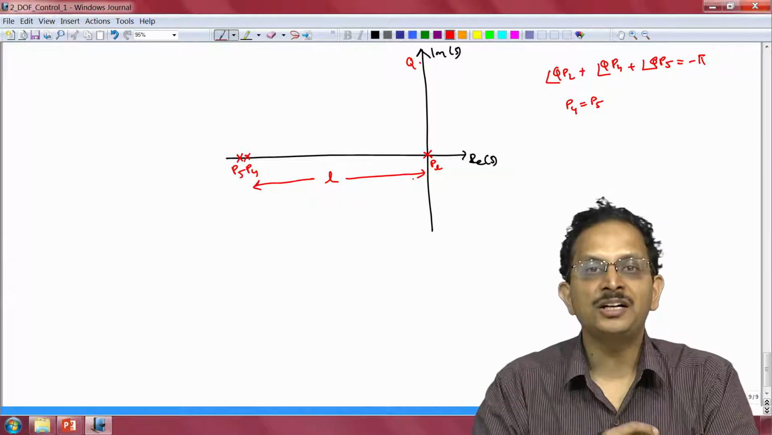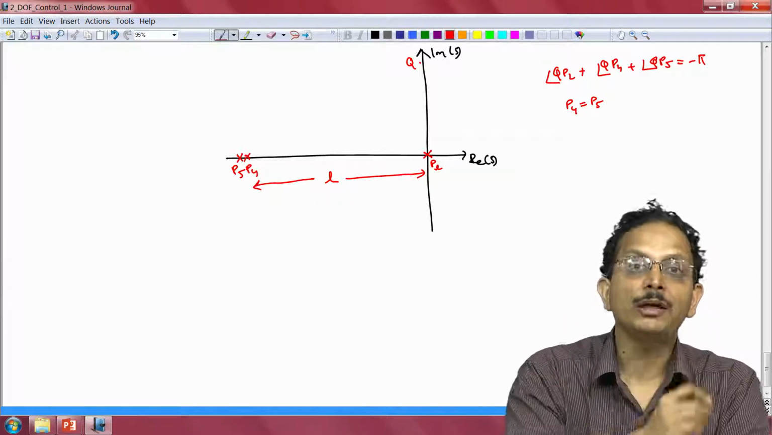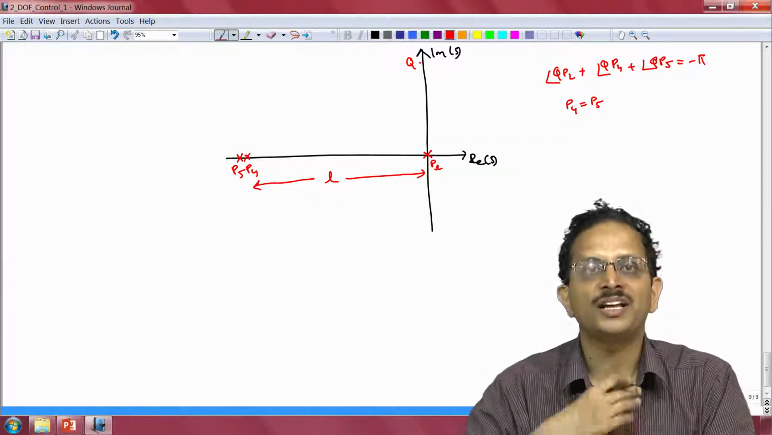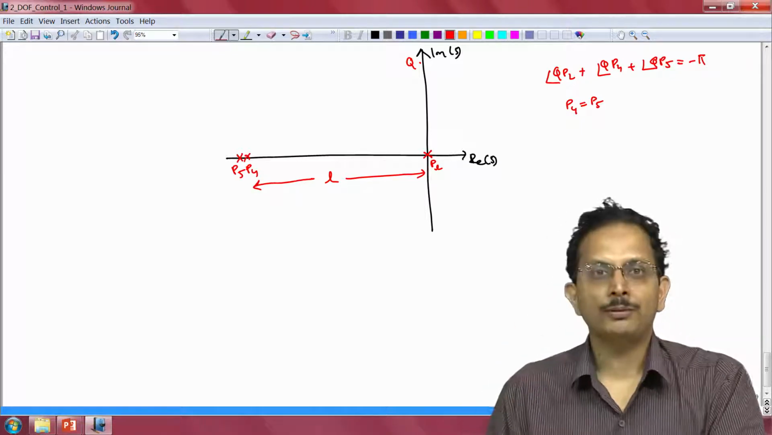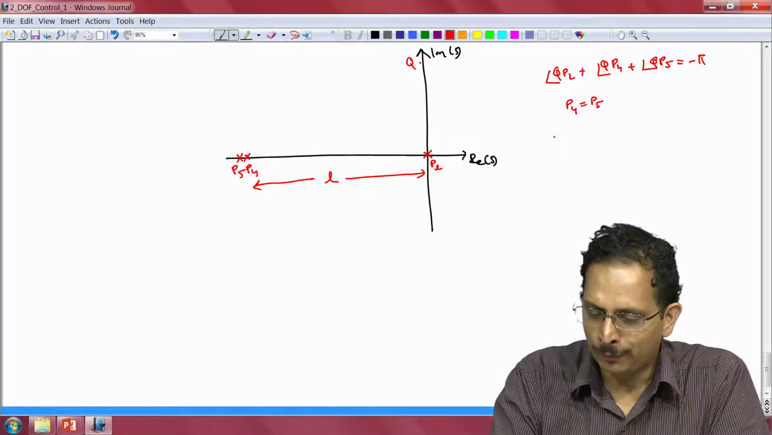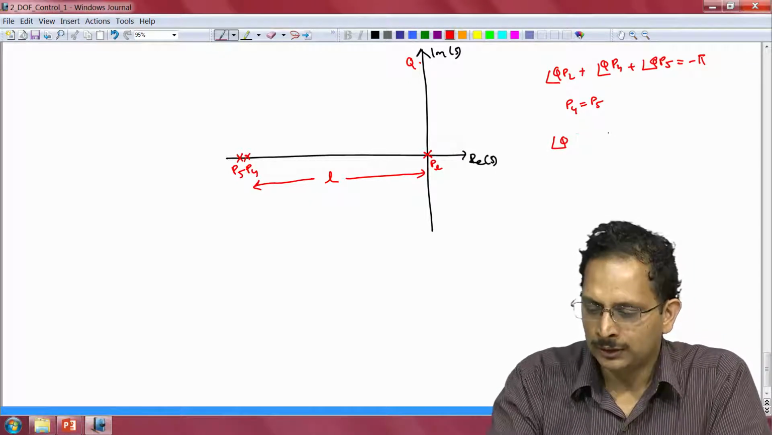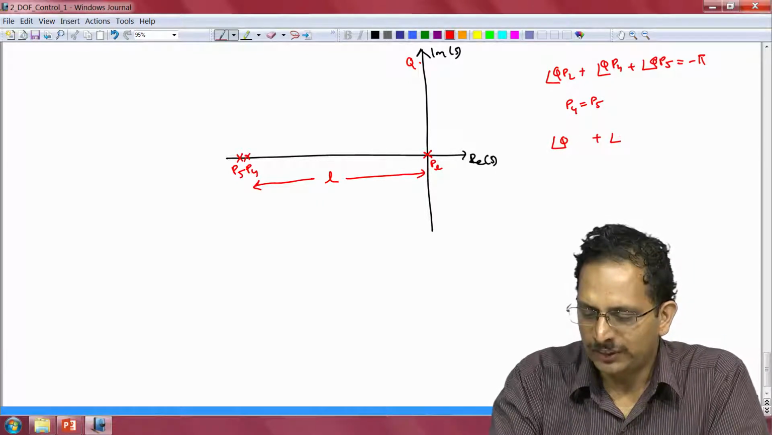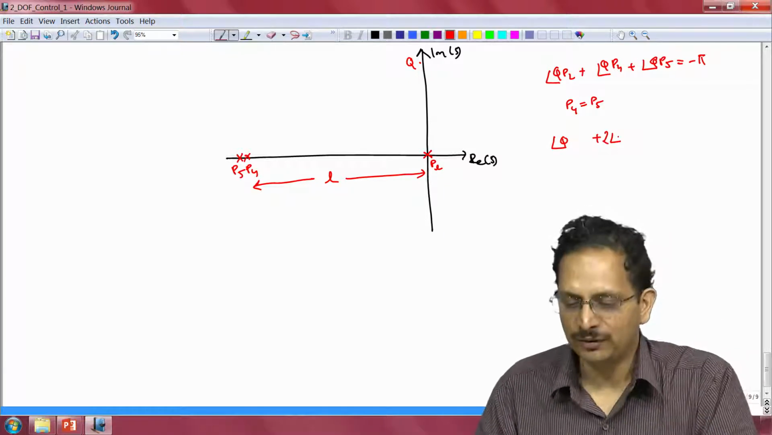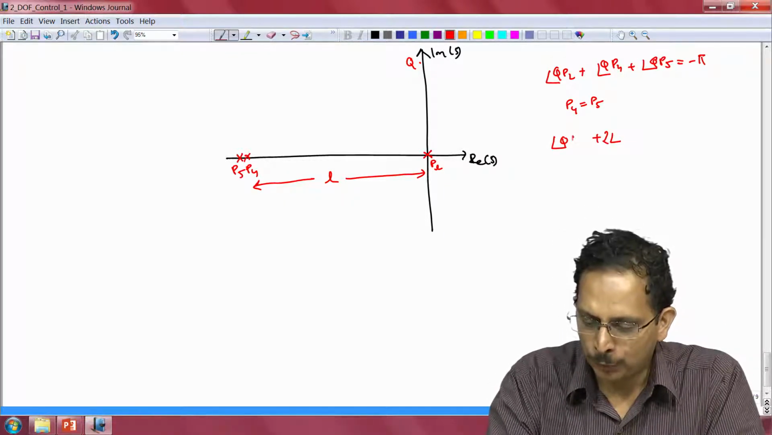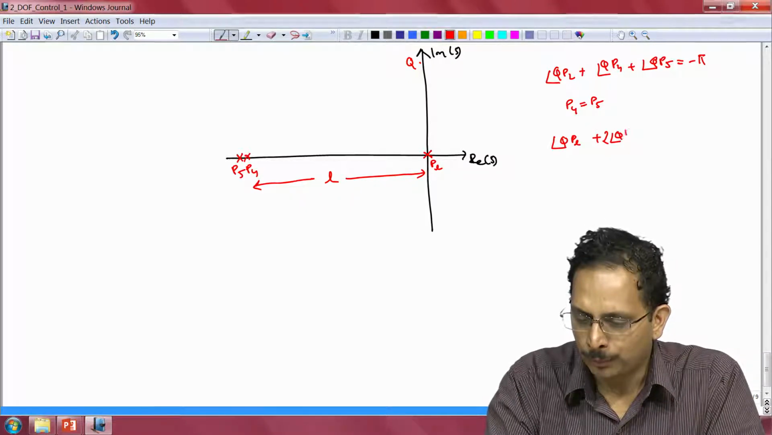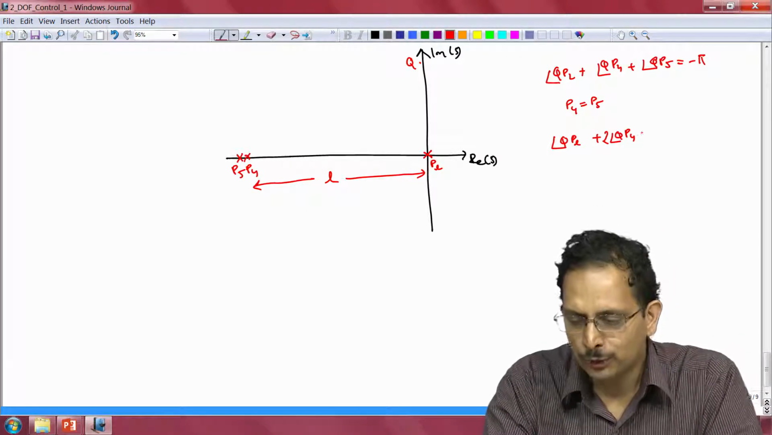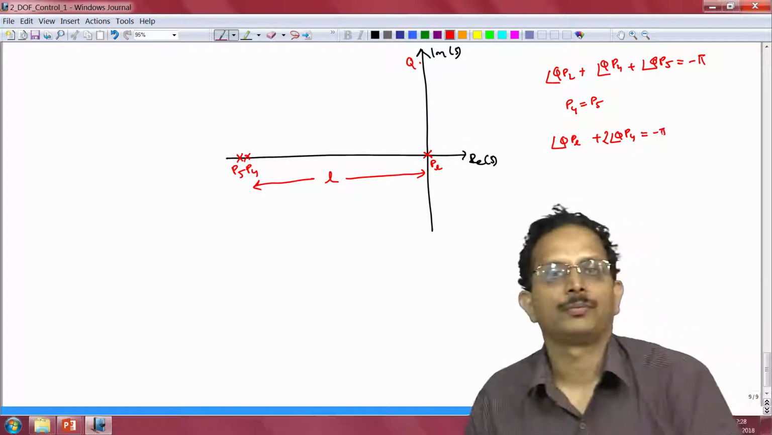If we can determine its distance, then we can determine where to locate the closed loop poles and what their exact numerical values will be. So since we have assumed them to be coincident, we would have the angle of QP4 to be the same as the angle of QP5. So we would have angle of QPL plus the angle of QP4 times 2 should be equal to minus pi.